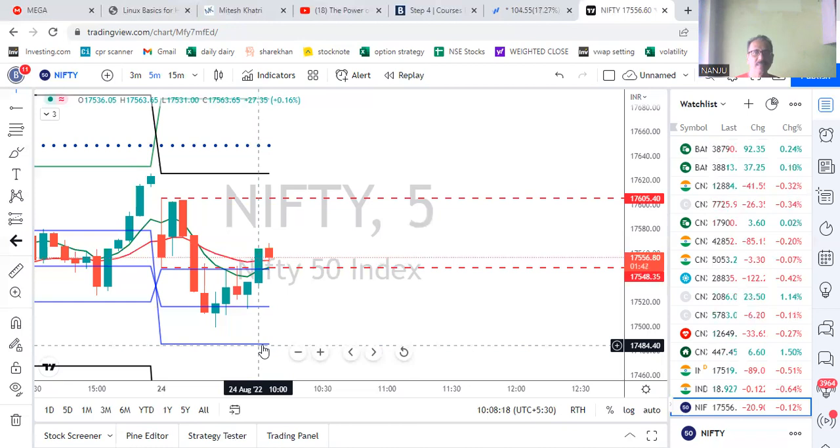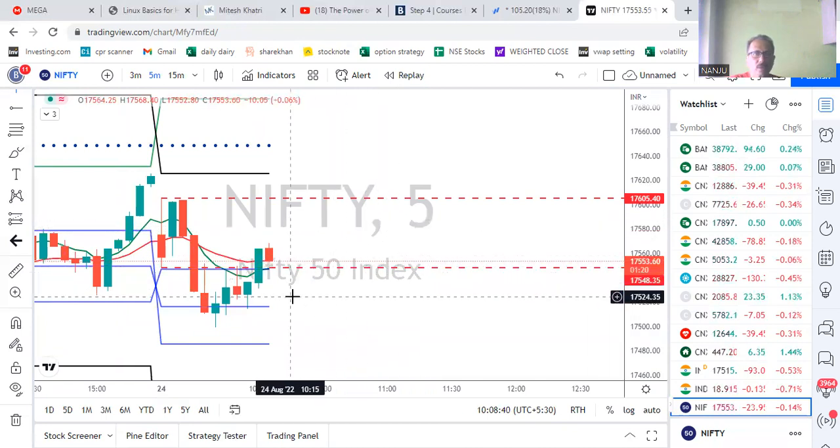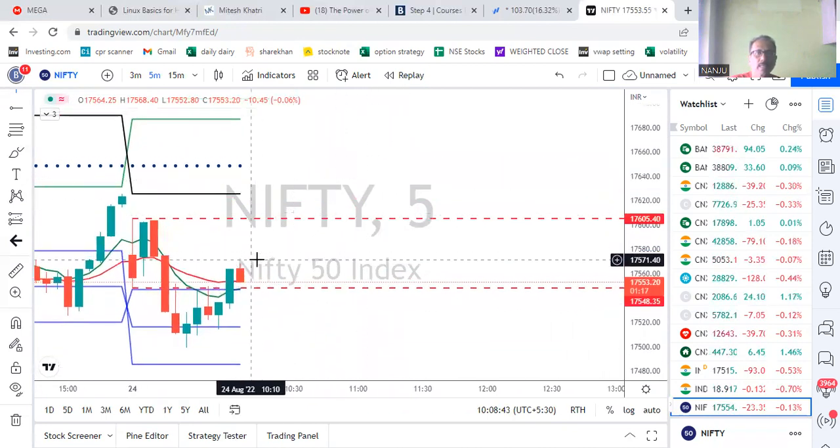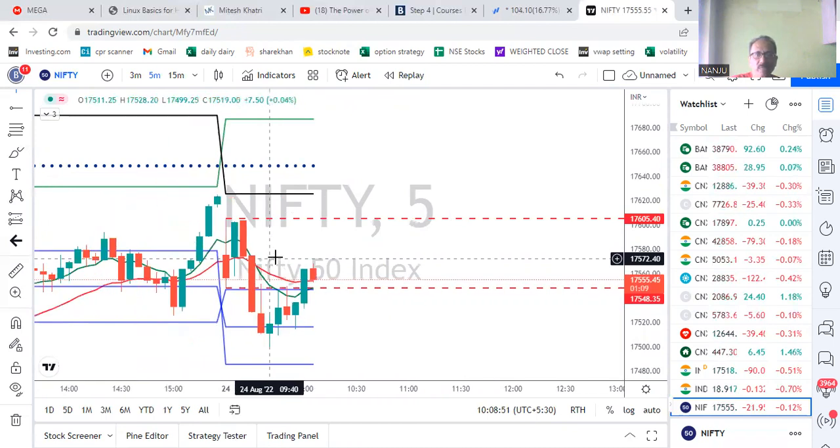I am not interested in initiating any trade now. Let's see, it is another 1 minute and 20 seconds. I think the range of this candle is perfect. So below this candle, we can buy a put option.